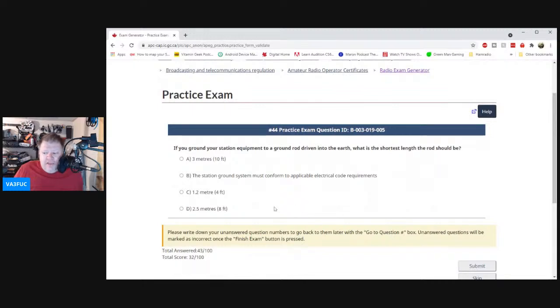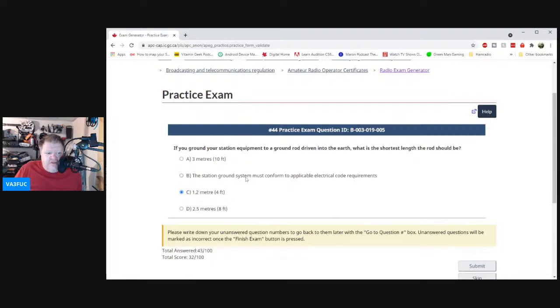Now, a grounding rod has to be below the frost line. If I remember correctly, the frost line is 4 feet underground. So, a ground station must conform to the applicable electrical code requirement. Your station equipment ground rod is driven into the earth. What's the shortest length it could be? I think it's more than 4 feet. It has to be below the frost line, which is 4 feet in the ground. So I'm going to say probably 4 feet.